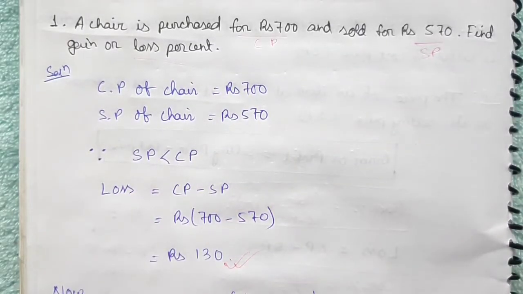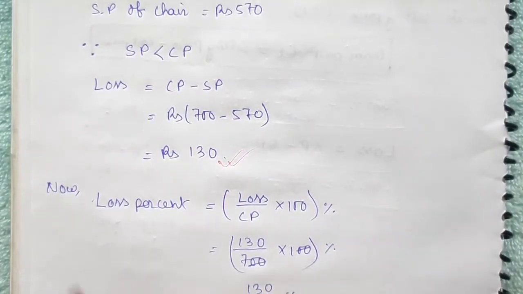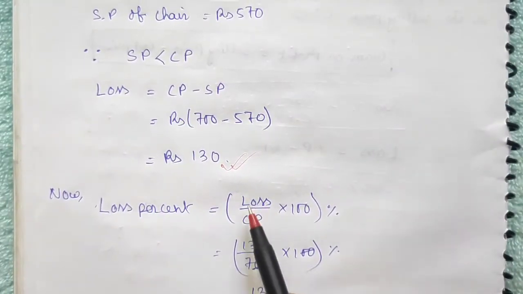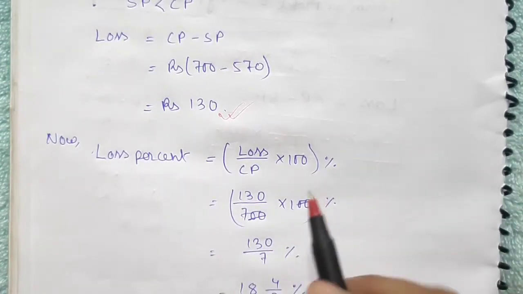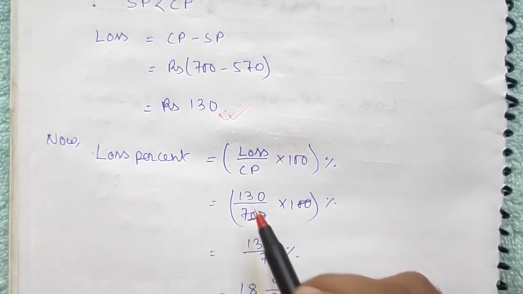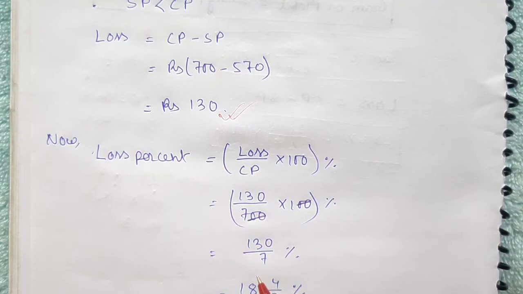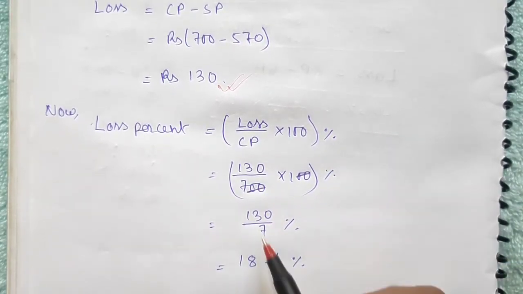How to find loss percent? Loss percent equals loss by CP into 100 percent. Loss is 130, CP is 700, into 100 percent. Now this 20 cancels with this 20, so left is 130 divided by 7. Now 130 divided by 7 can be converted into a mixed fraction.